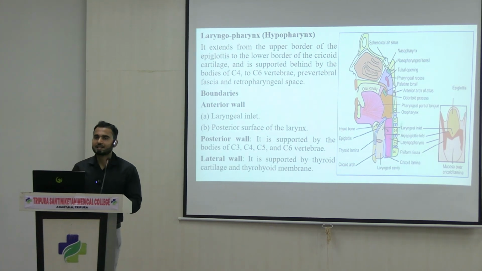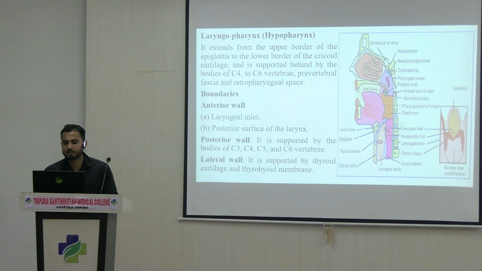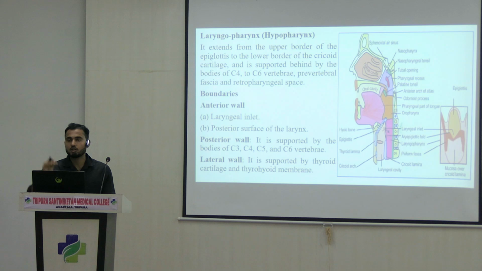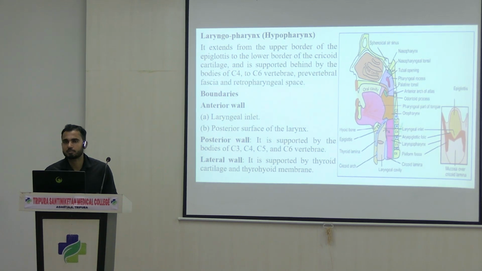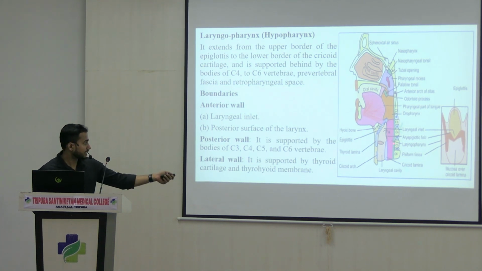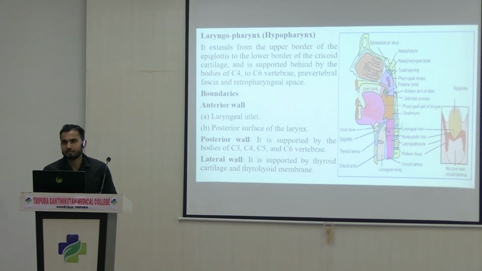What do you have to know about the laryngopharynx? First of all, the extent of the laryngopharynx, from where to where it is extending. As you can see, it is extending from the upper border of the epiglottis to the lower border of the cricoid cartilage below. That is the extent of the laryngopharynx. And it is supported by the lower cervical vertebrae, which you can see in the diagram.